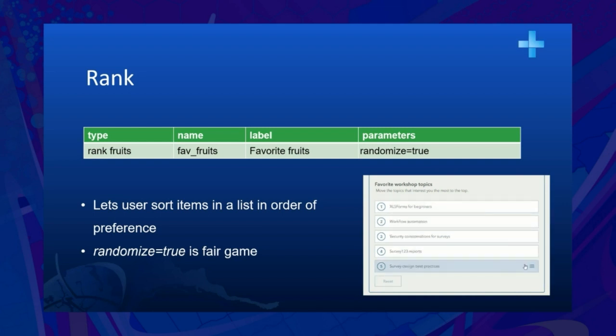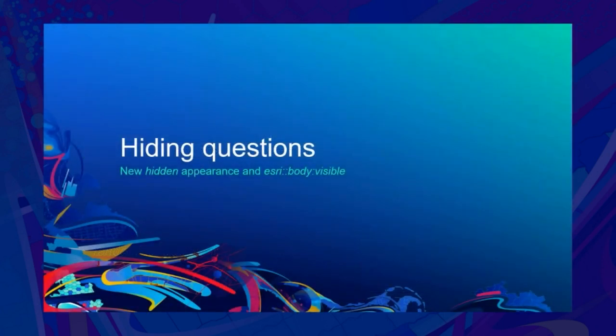In this section, I'm going to talk about the hidden appearance and a new column called esri:body_visible.